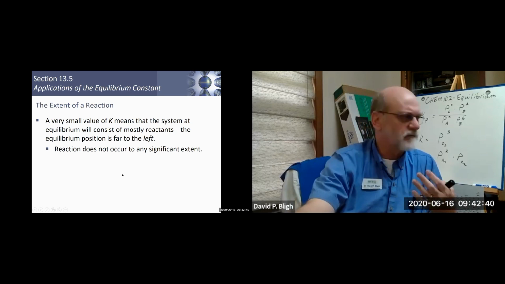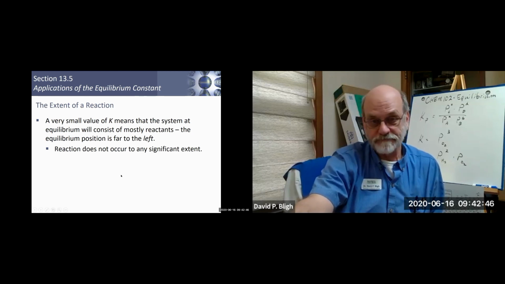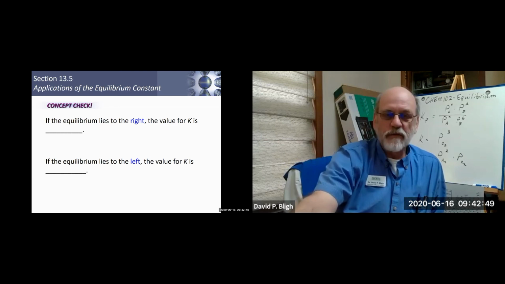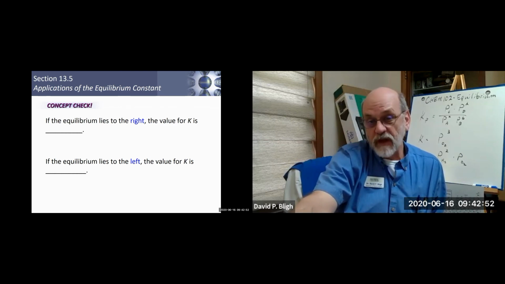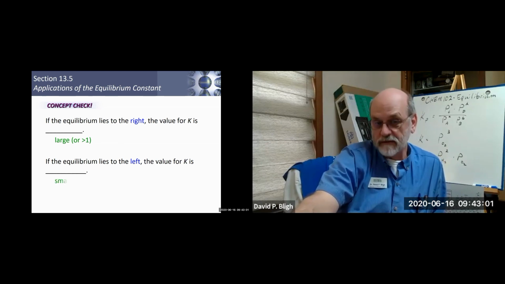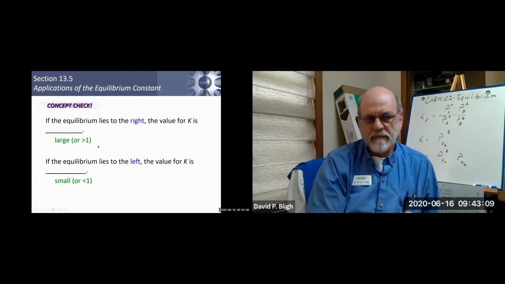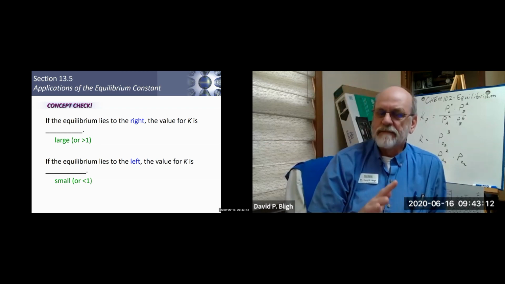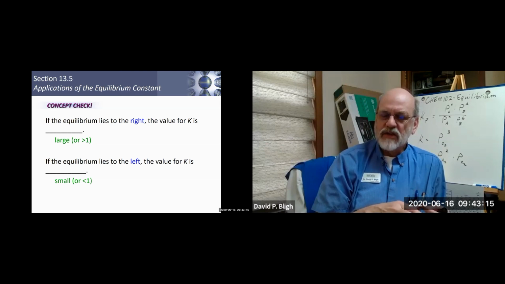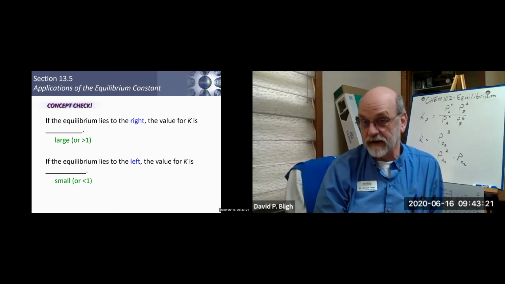Those are sort of semi-quantitative derivations of the expression. So if the equilibrium lies to the right, you expect the value of K to be large, right? Greater than 1. If the equilibrium lies to the left, the value of K should be small, or less than 1. And I'm talking a lot less than 1 or a lot greater than 1. When you get close to 1, really all bets are off. And the reason for that is that you have multiple terms that go into the expression. So you cannot say exactly 1.